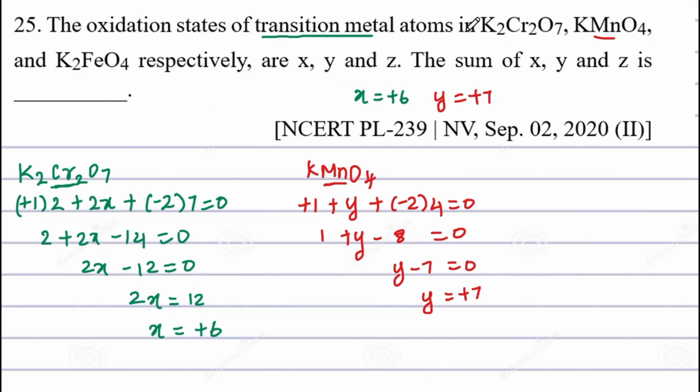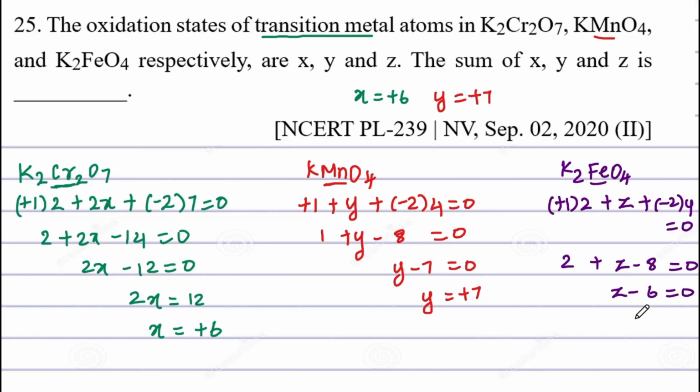Going to the next compound, K2FeO4, the oxidation state of iron is Z. So plus 1 into 2 plus Z plus minus 2 into 4 equal to 0. So 2 plus Z minus 8 equal to 0, Z minus 6 equal to 0. So the value of Z is plus 6. Now here also they are asking the sum of x plus y plus Z, which is 6 plus 7 plus 6. 6 plus 7 is 13, 13 plus 6 is 19. So the sum of x plus y plus Z is 19.